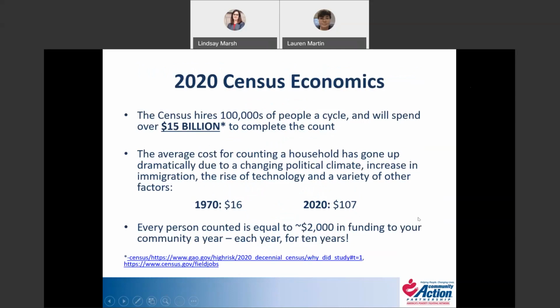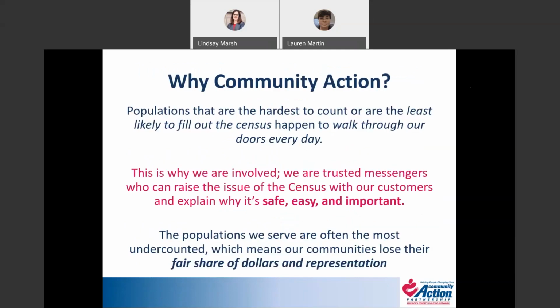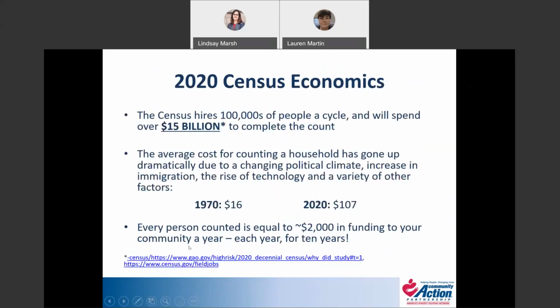The census hires hundreds of thousands of people a cycle and will spend $15 billion to complete the count. That's a lot of money. This is the biggest ground operation and actually the biggest undertaking in America outside of military operations for our country.